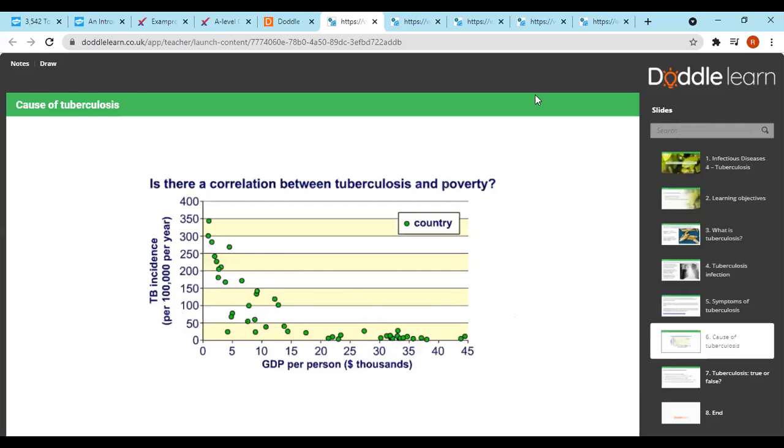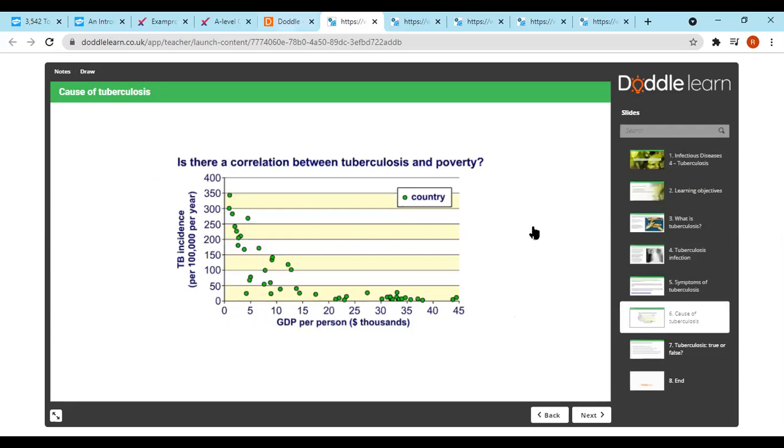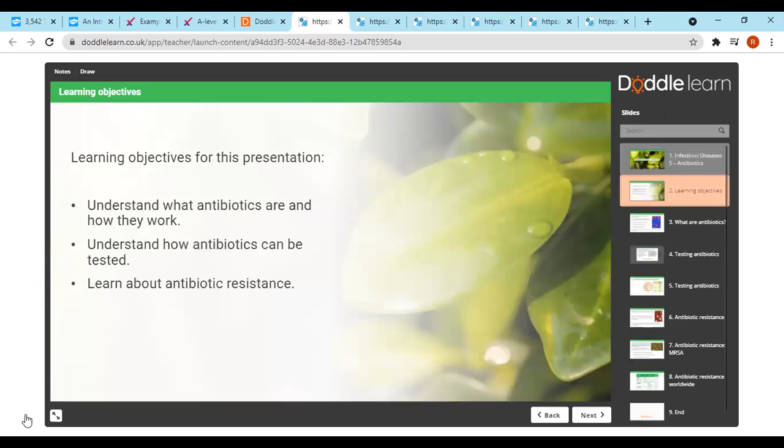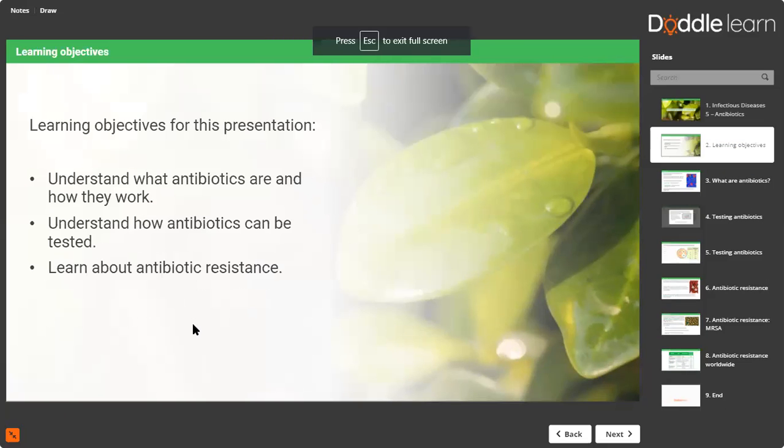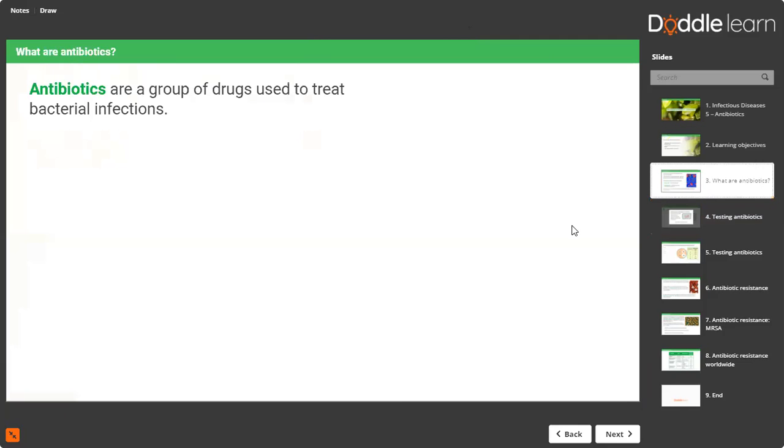So now we're going to have a quick look at antibiotics. We've talked a lot about diseases that can be treated with antibiotics, but what are antibiotics? So, antibiotics and how they work, how antibiotics can be tested, and antibiotic resistance, because we've mentioned it a lot but not really spoken about it.